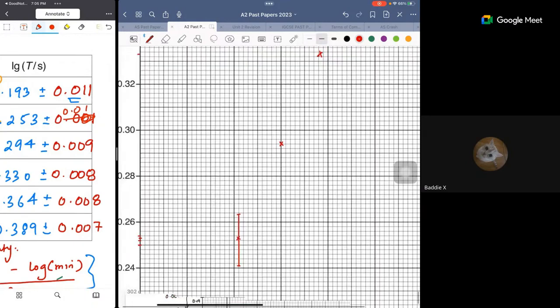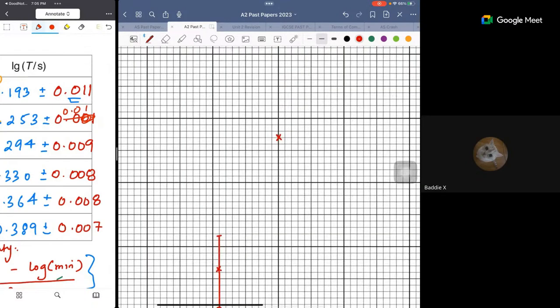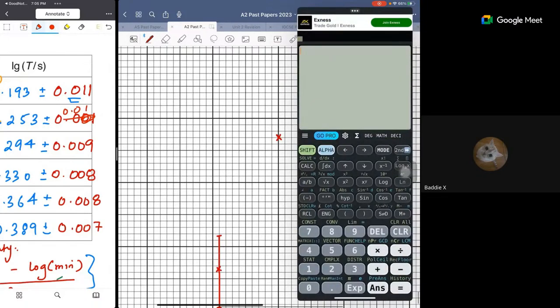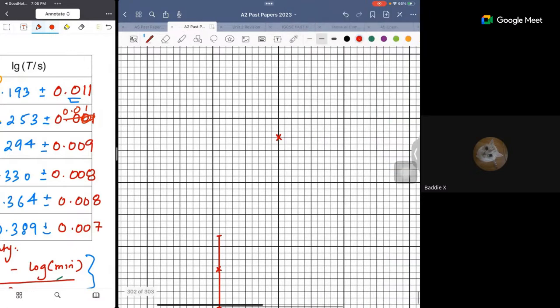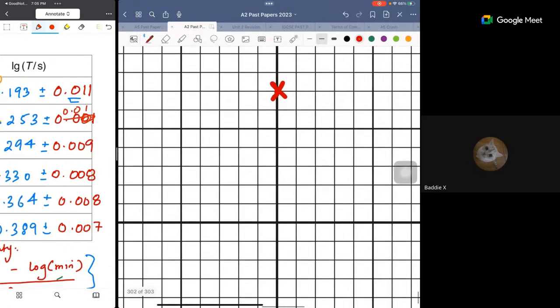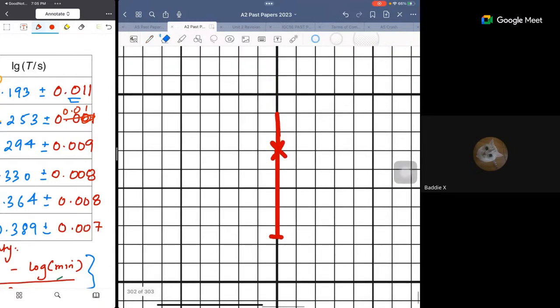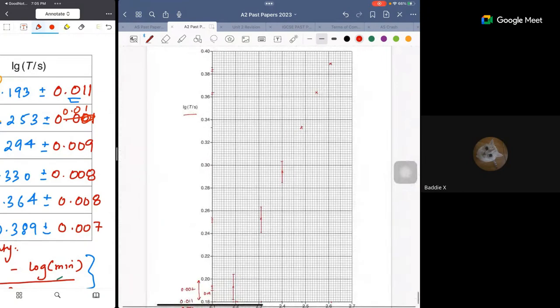And then the next one was 0.09. So again, you can pull out the calculator. You can do 0.009 divided by each box, which is 0.002. So we need 4.5 boxes now. So it's in the middle. So 1, 2, 3, 4, and then 4.5, like that. Okay, so we got the error bar right here as well.